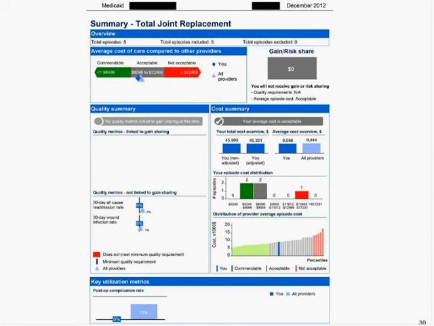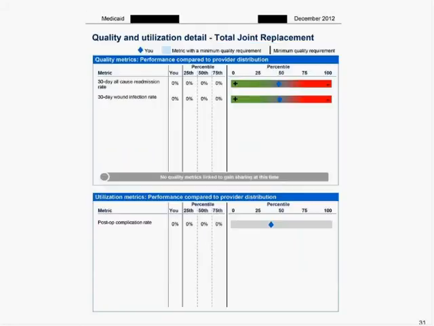And the key utilization metric for total joint replacement is the post-op complication rate. And again, you're shown in the dark blue and all other providers in the lighter blue. The next graph, of course, gives you an additional percentage graph of the quality and key utilization metrics.